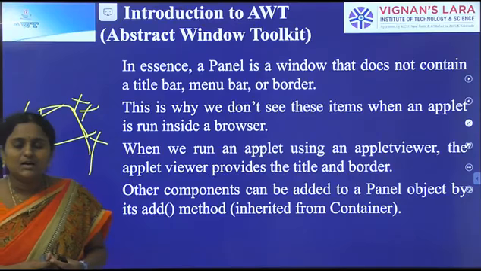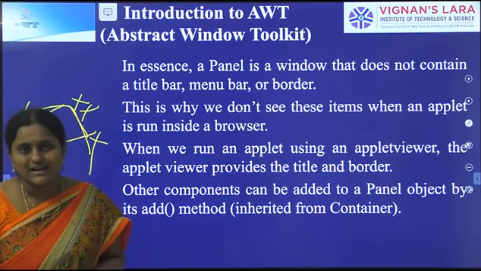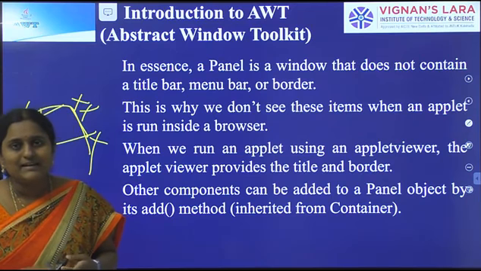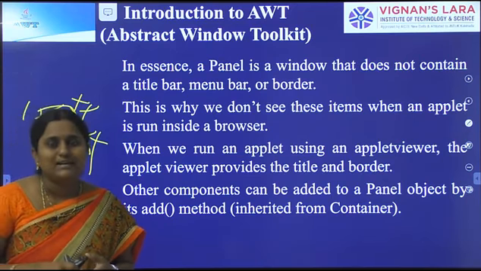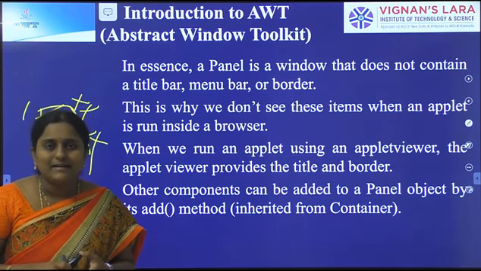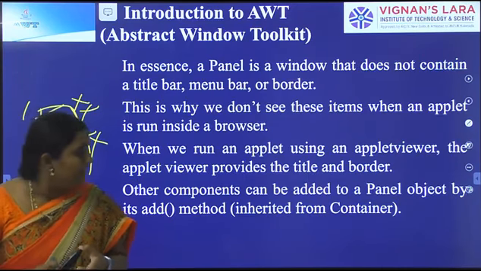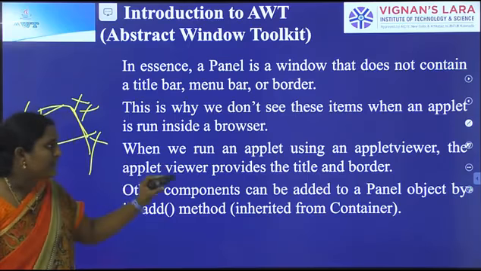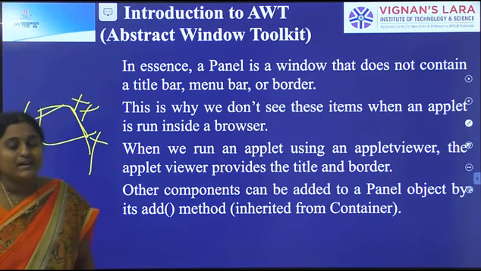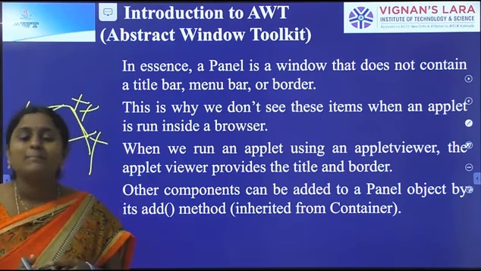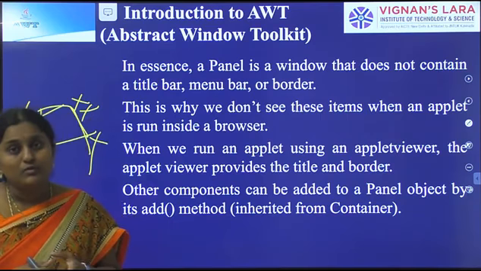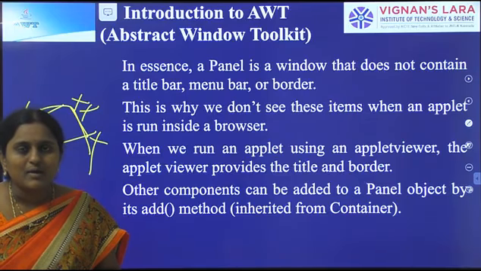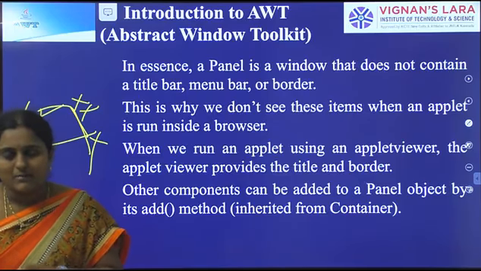An applet can be implemented in two ways: by using HTML and by using the applet viewer tool. Whenever we implement it with HTML code, our browser needs a plugin, which is one of the drawbacks of applets. That's why we can use the applet viewer tool. When we run an applet using applet viewer, it provides the title bar, menu bar, and border. It is a default border that is available.